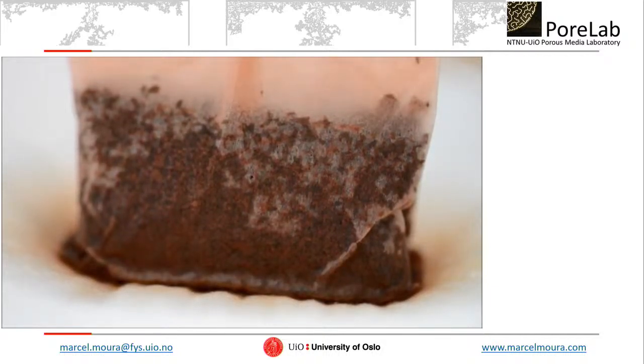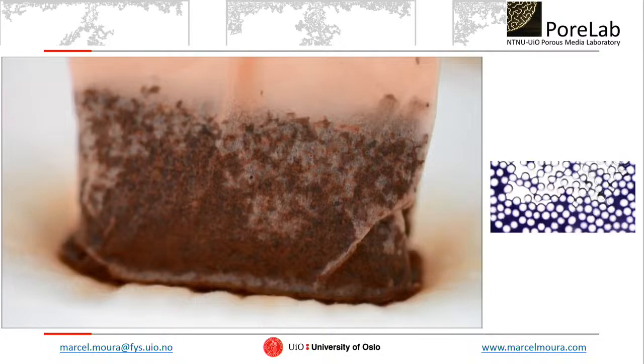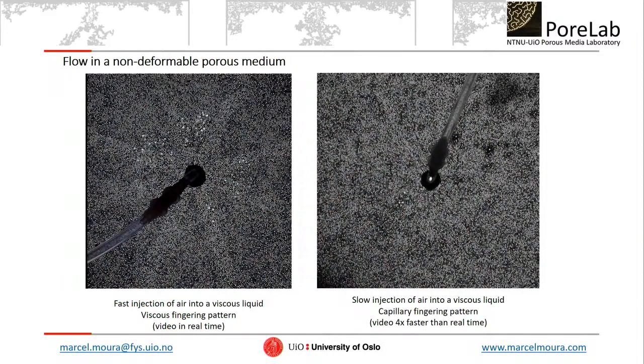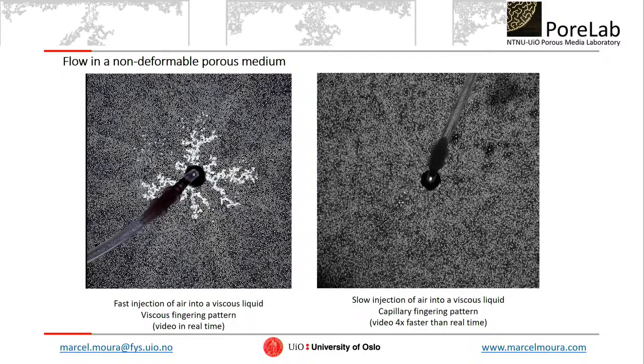That's when you have a non-wetting phase entering a porous medium that is filled with a wetting phase. So for instance, air entering a material that has water inside. So that's this case here. And people have studied this a lot. So here is a little model that we have.